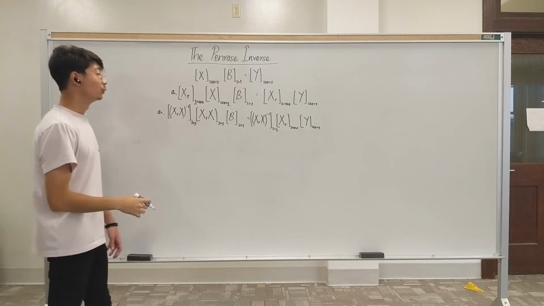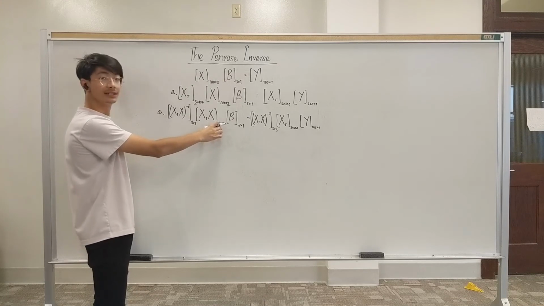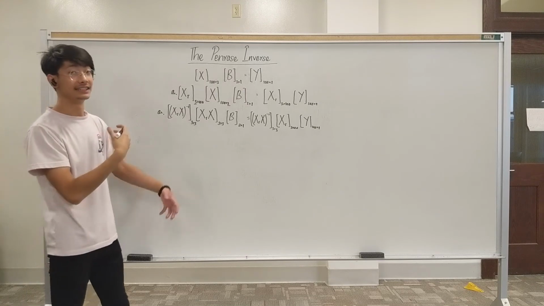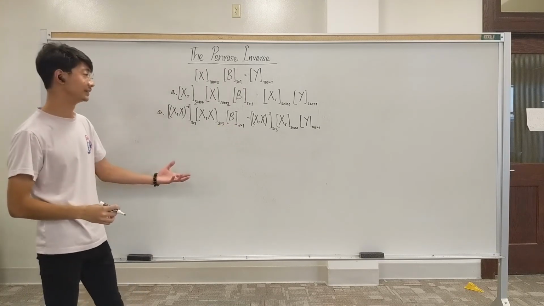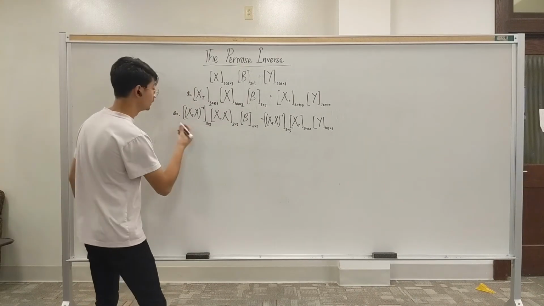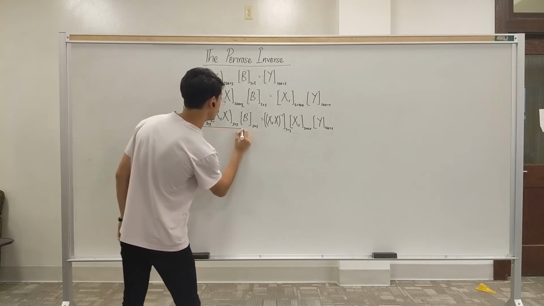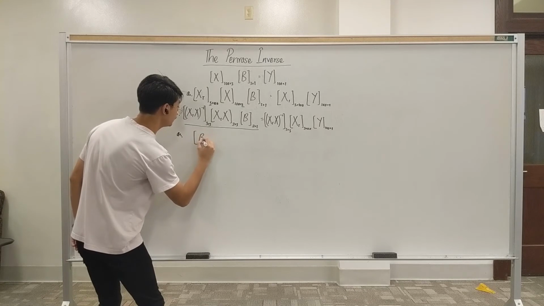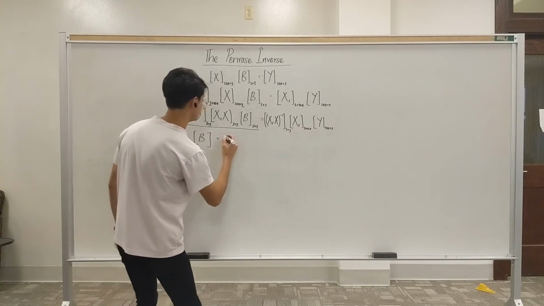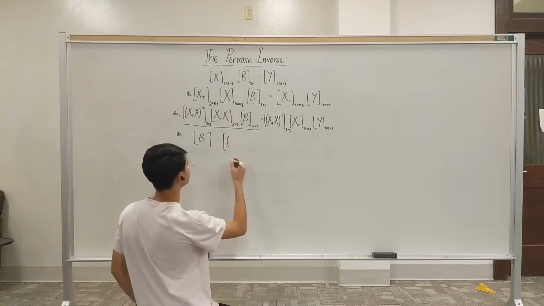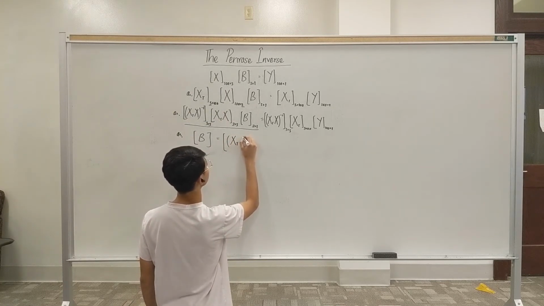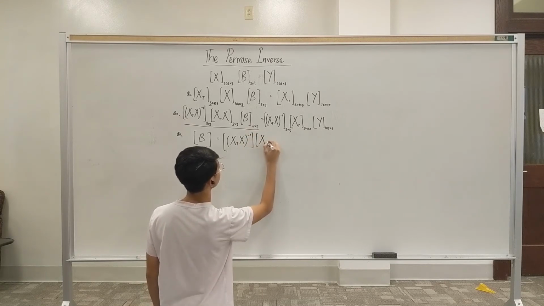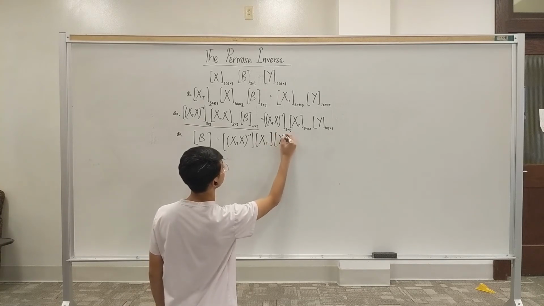Now, we know that any matrix multiplied by its inverse is equal to the identity matrix. And the identity matrix multiplied by another matrix is always equal to the other matrix. So the result of this whole left-hand side is simply going to be the matrix B. And what we have left on the other side is the transpose of matrix X times X inverse times the transpose of X times the matrix Y.